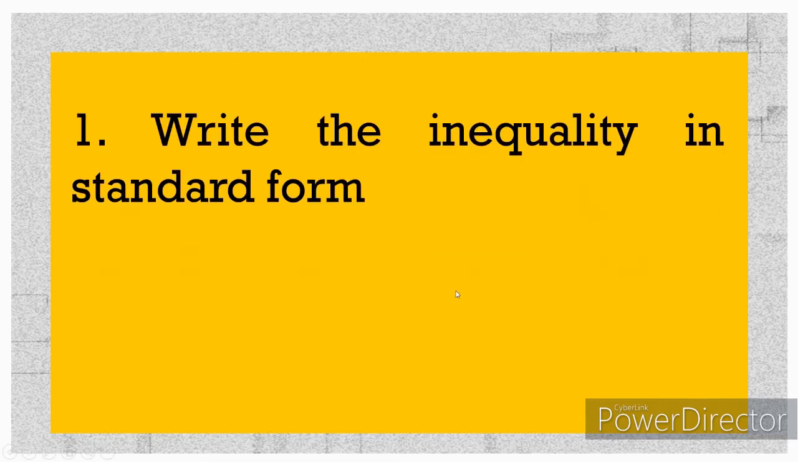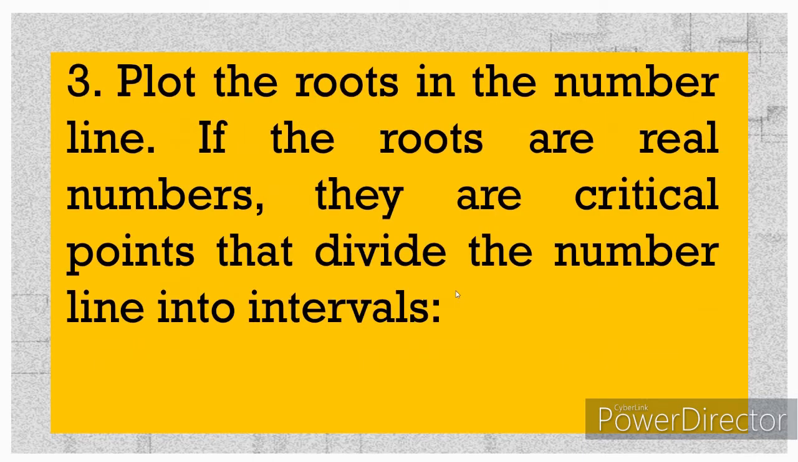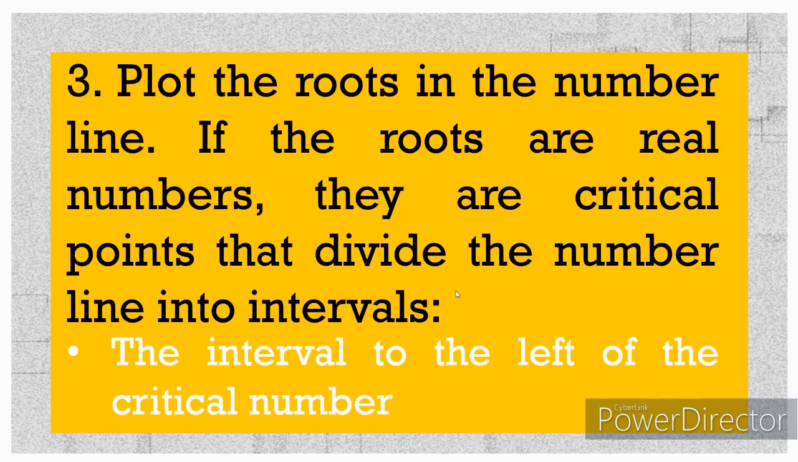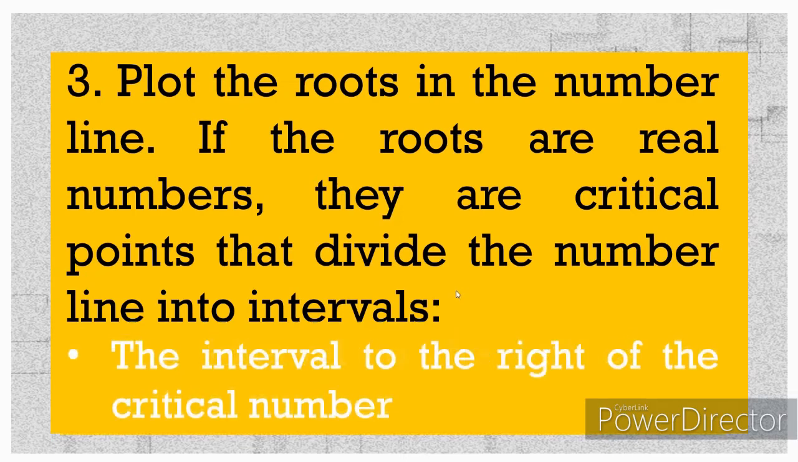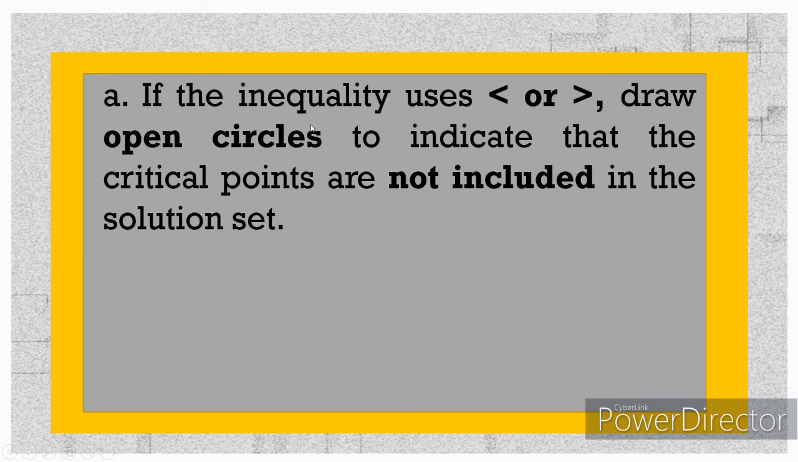First step, write the inequality in standard form. Next, find the roots of the associated quadratic equation. Third, plot the roots in the number line. If the roots are real numbers, they are critical points that divide the number line into intervals: the interval to the left of the critical number, the interval to the right of the critical number, and the interval between them. If the inequality uses less than or greater than, draw open circles to indicate that the critical points are not included in the solution set.